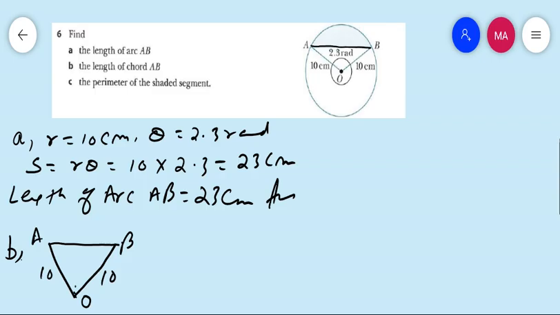So if we drop a perpendicular, this perpendicular does two works. One is this angle, which you can say D. This point is D. This angle should be 90 degrees, and theta 2.3 is split into two parts. So 2.3 upon 2 is 1.15. So each part is 1.15. This one is 1.15 and this one is also 1.15.